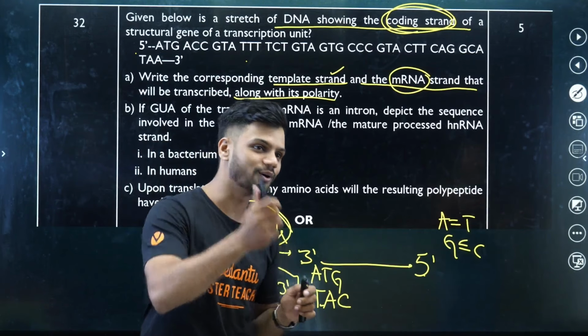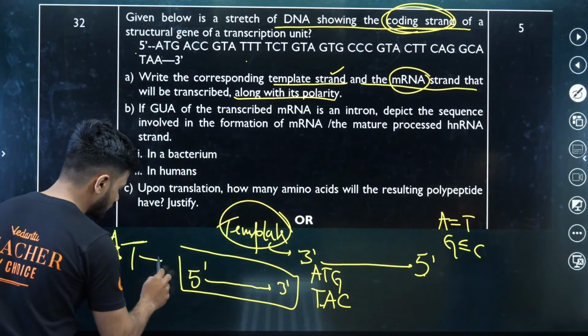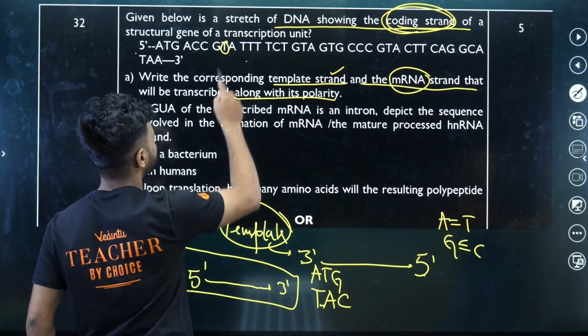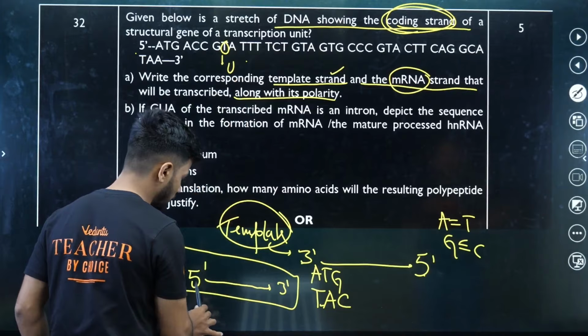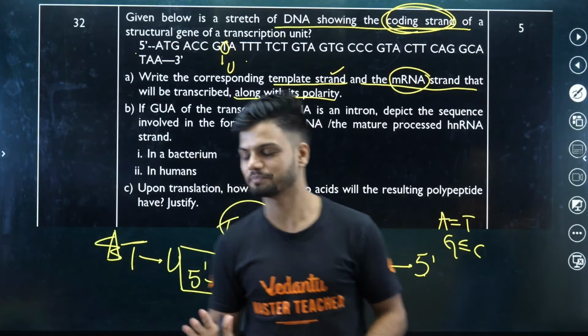The only difference here is your thymine will be converted to uracil. So everywhere we have thymine, you are supposed to change it to uracil for your mRNA. That's it. That is the only difference here.